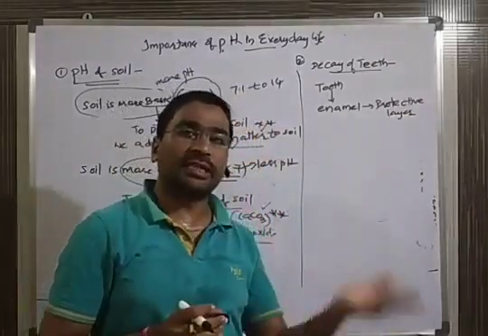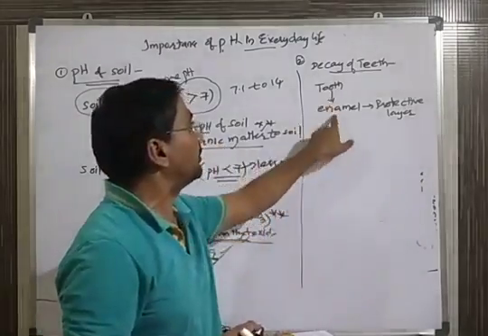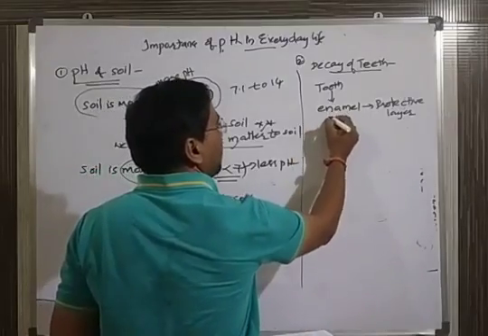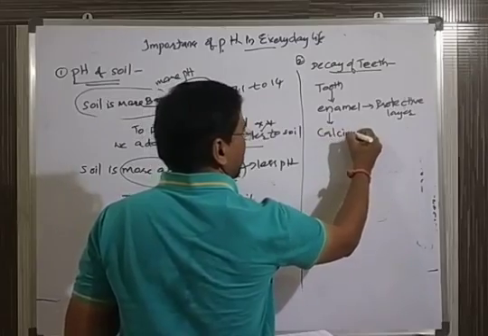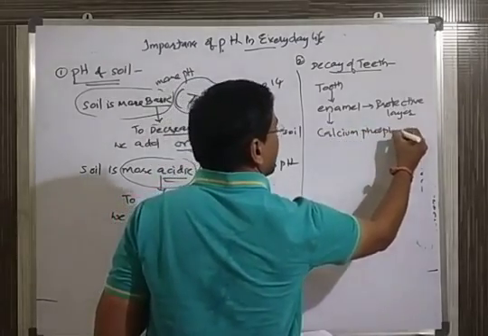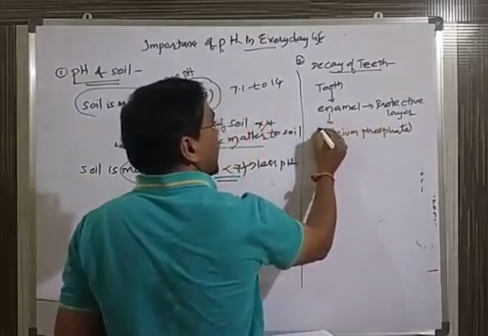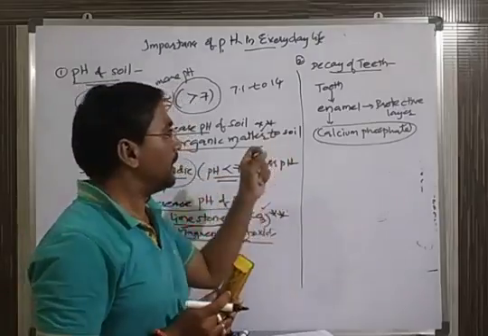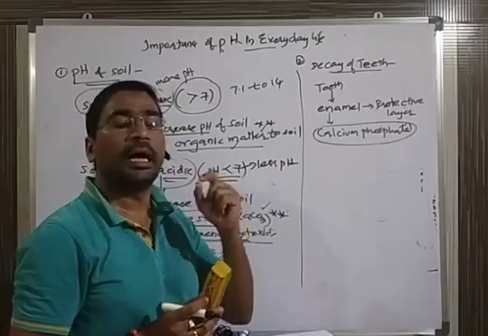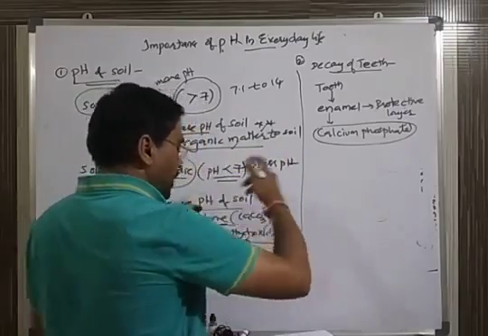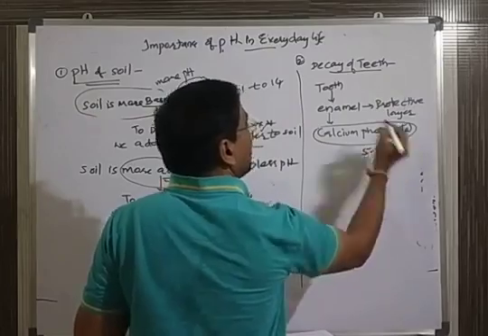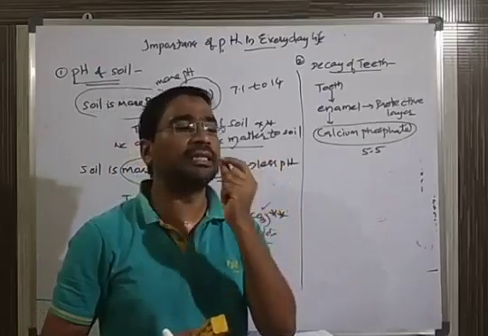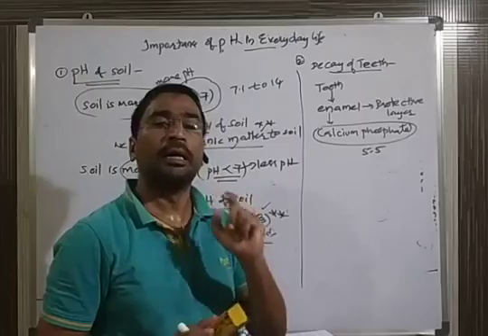So normally, either for kids or for adults, every tooth is covered by enamel. What is this enamel? Chemically, it is calcium phosphate. This enamel can exist on every tooth only up to a certain pH, which is 5.5. Because already we said that in our mouth we have saliva, and saliva has a pH of about 6.